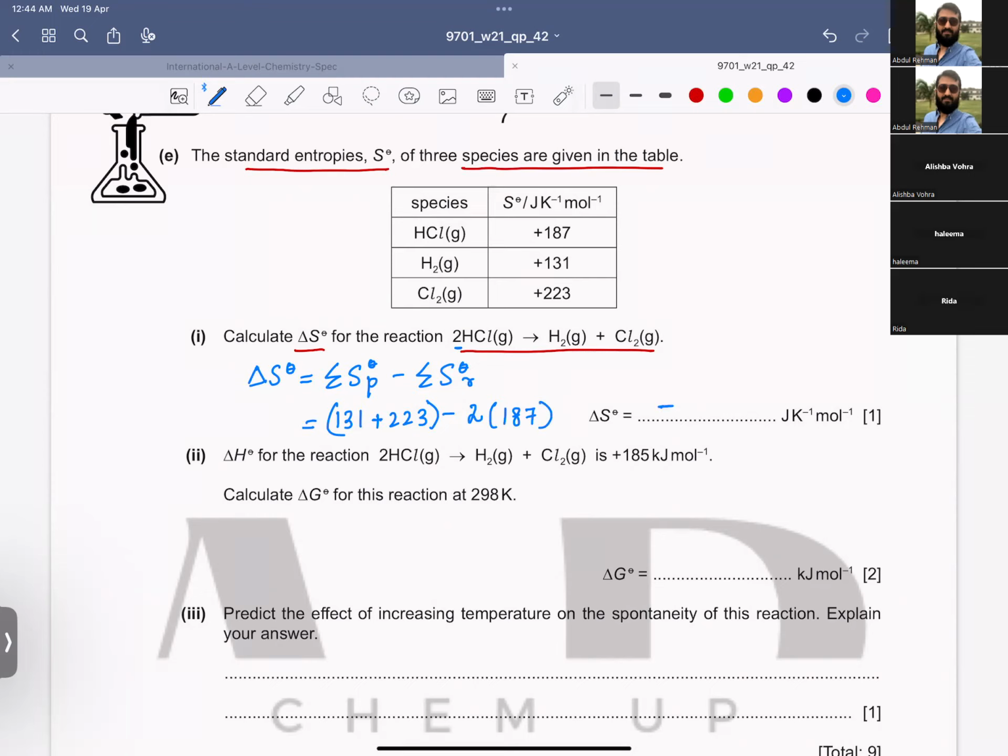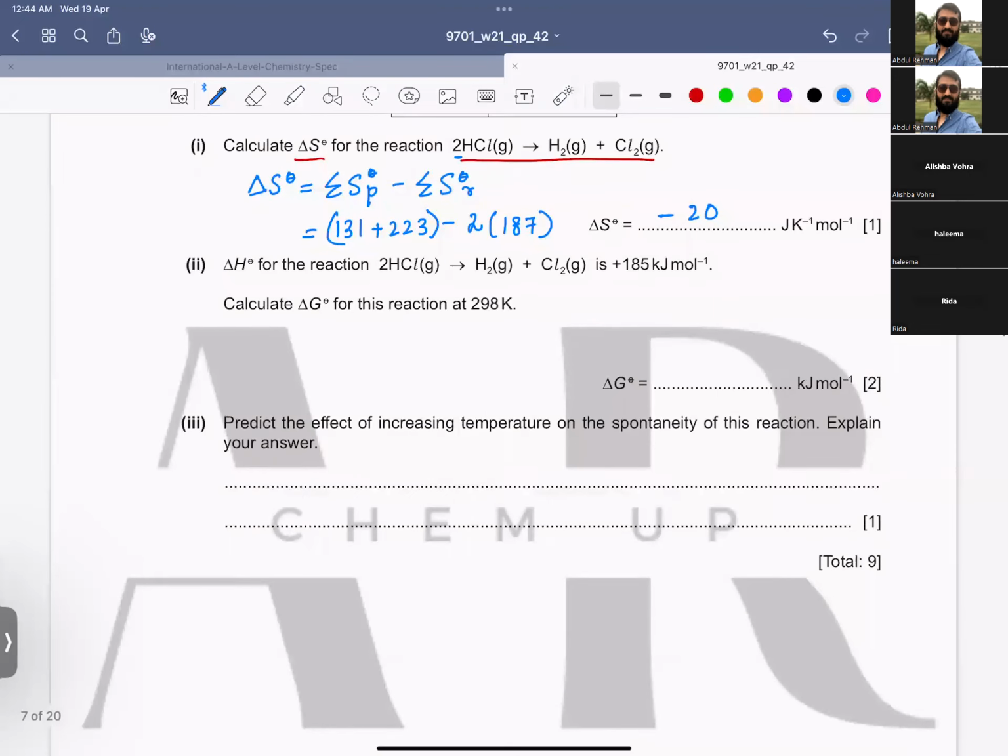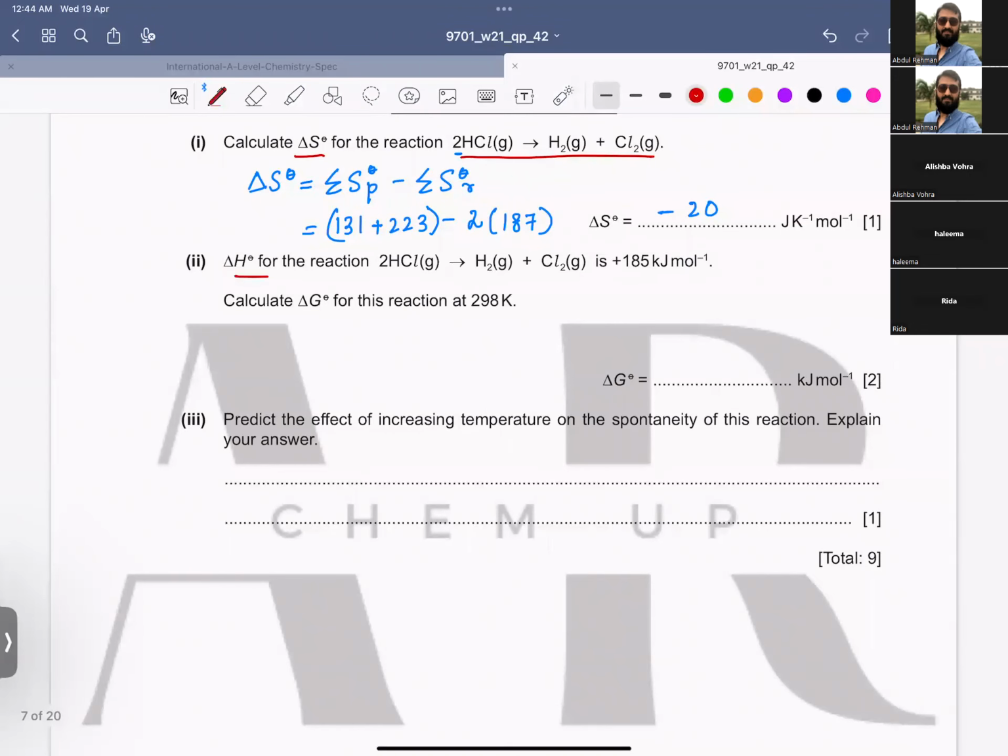Minus 20. Okay. Now, the enthalpy change for the reaction is positive 185 kilojoule per mole. Calculate Gibbs free energy.